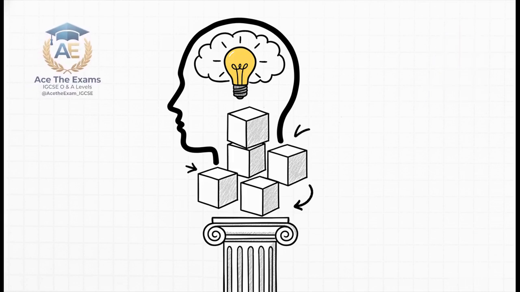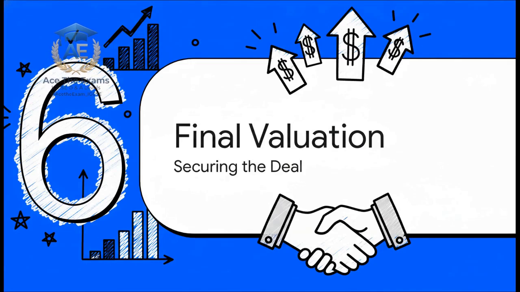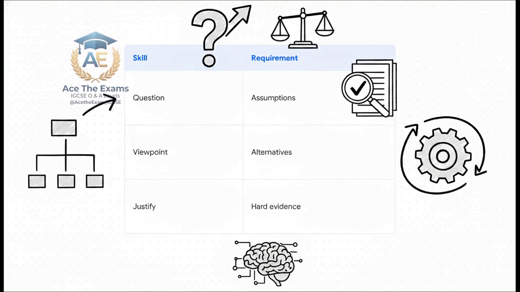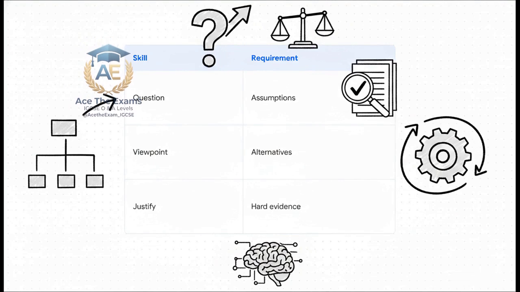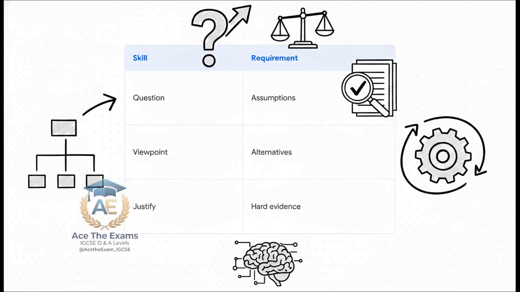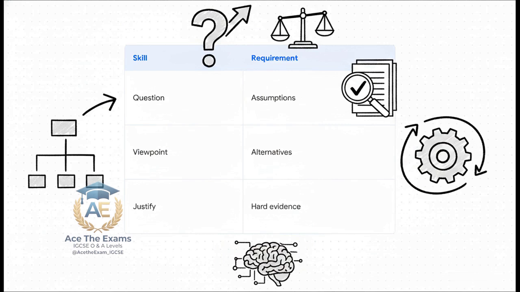Section 6. Final Valuation. Let's secure the deal. We are nearing the end of our compliance audit. It's time to finalize the critical thinking protocols required for top-tier C-suite marks. Look at the matrix on screen. These are your 3 evaluative thinking pillars.